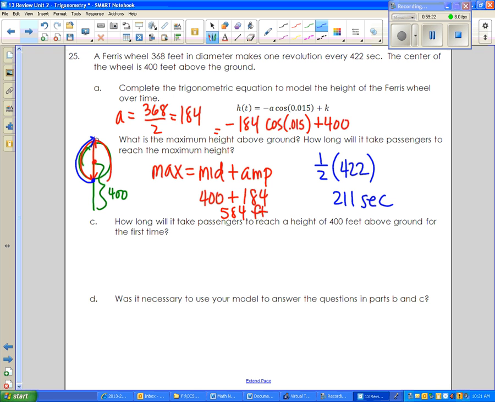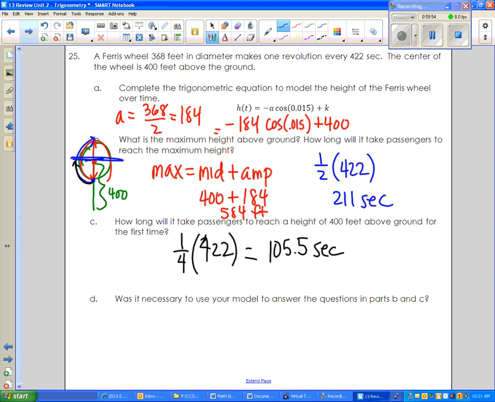In part C, how long will it take passengers to reach a height of 400 feet above ground for the first time? Well, again, if I'm starting down here and this is 400 feet, if I'm getting there for the first time, that's just a quarter of the way around the Ferris wheel. And so if I take a quarter of my period, that's going to leave me with 105.5 seconds.